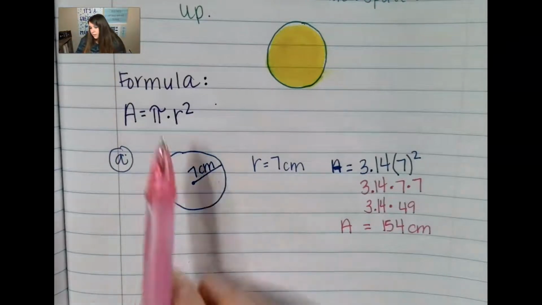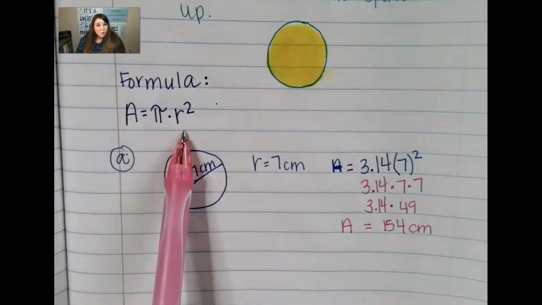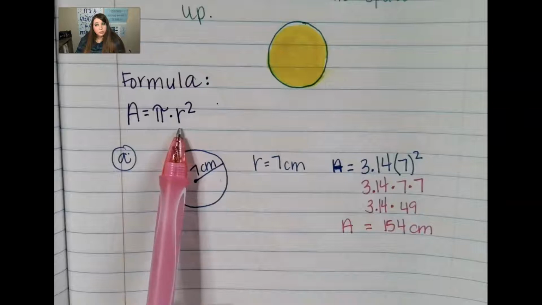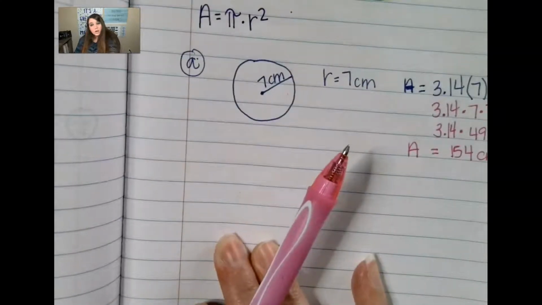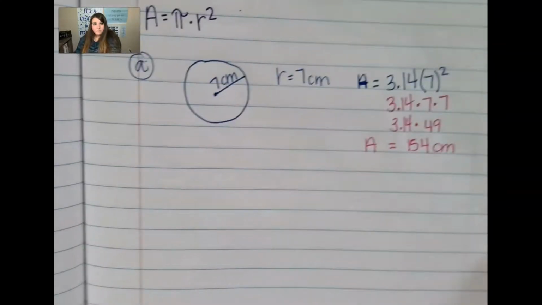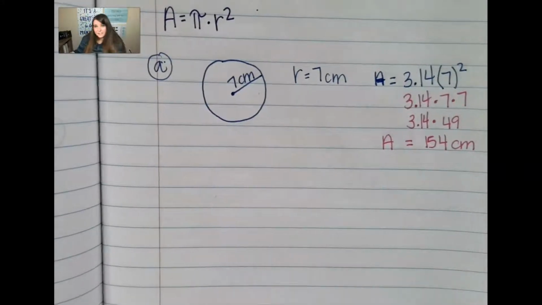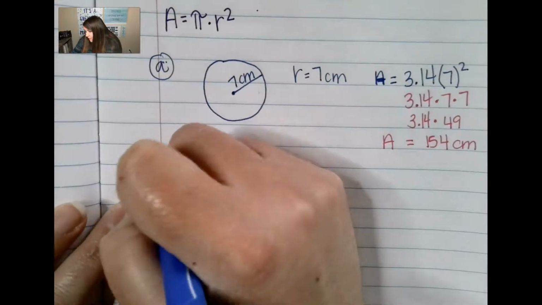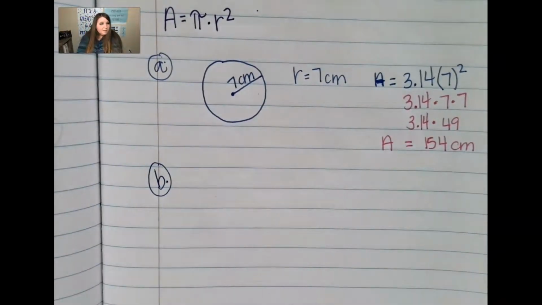So our new formula is area equals pi times r squared. In this, we want the radius, whereas in perimeter, we wanted the diameter. Now radius is the star of the show. In our last one, diameter was the star of the show. Now it's time for the radius to shine. Let's do another radius example.